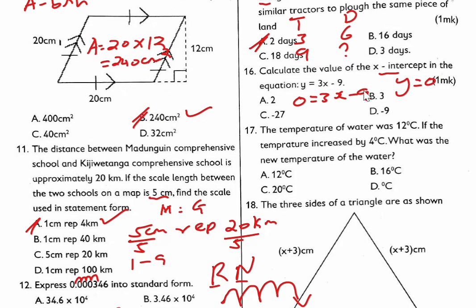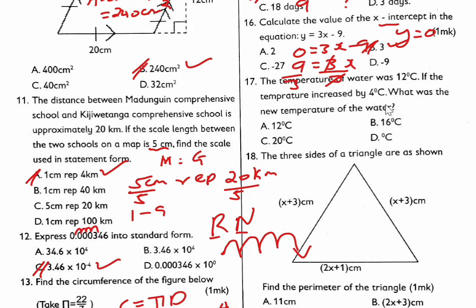I can collect like terms together. I can take negative 9 to the left, so it becomes positive. So 9 is equal to 3x. So to get x, we're going to divide by 3 over 3. So x will be 3. 9 divided by 3, I can see x is equal to 3. The answer is B. Number 17.